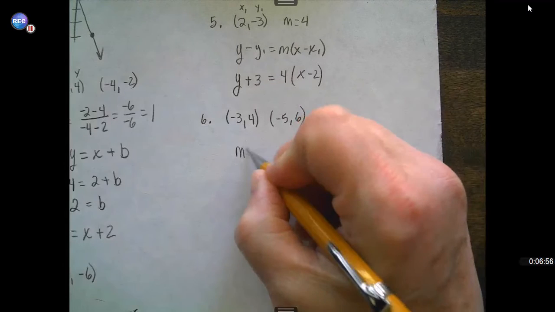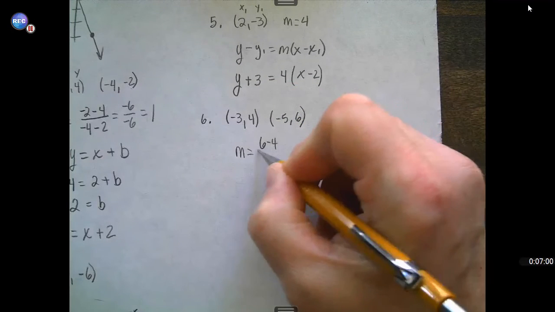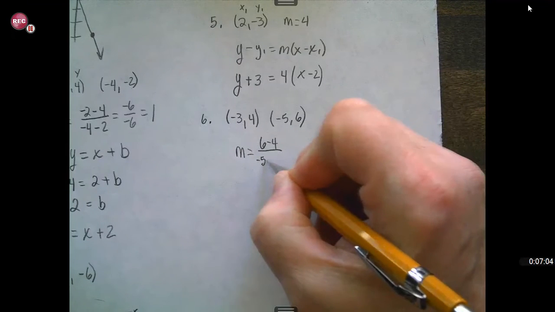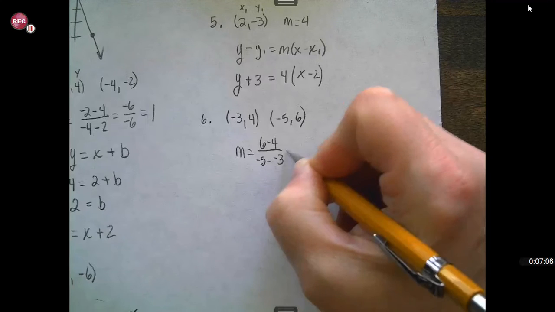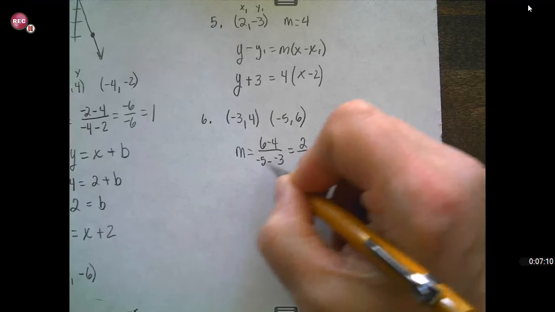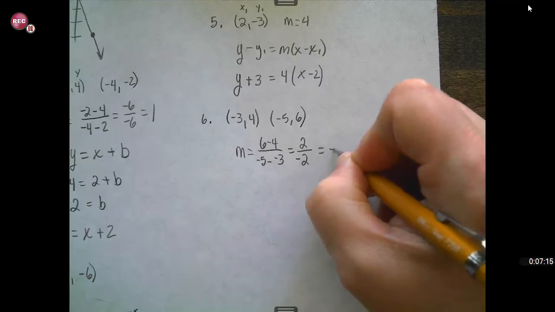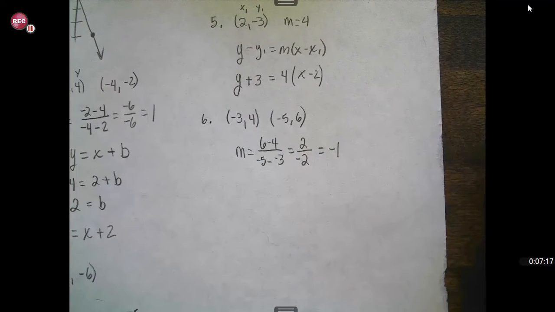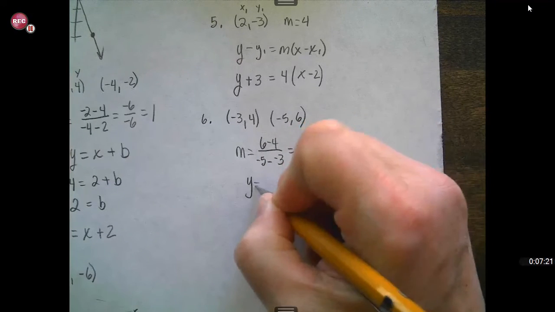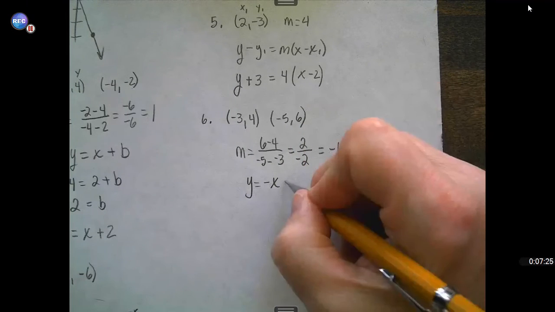So the slope is going to be 6 minus 4, y value minus the other y value, over -5 minus -3. So 6 minus 4 is 2. -5 minus -3 is -2. So it looks like that slope is -1. I plug that in. I have y equals -x. I don't have to write the 1. It's understood to be there.